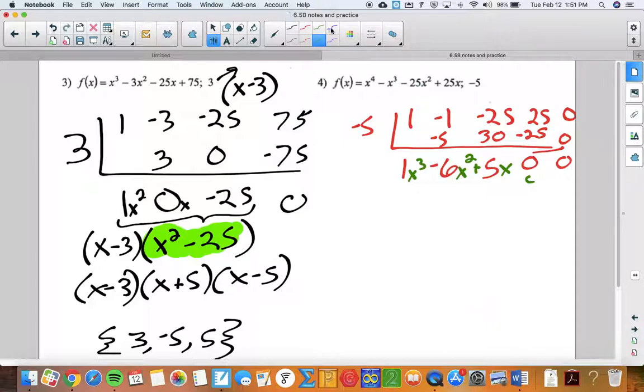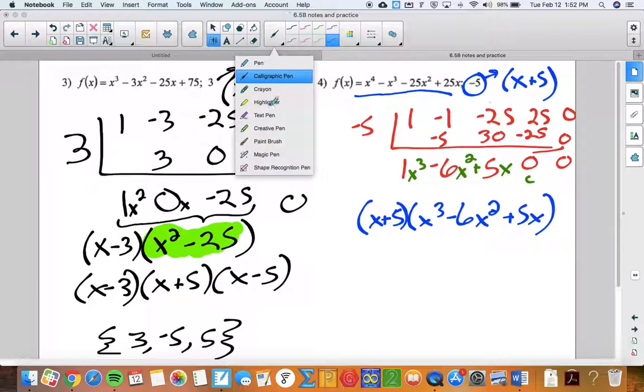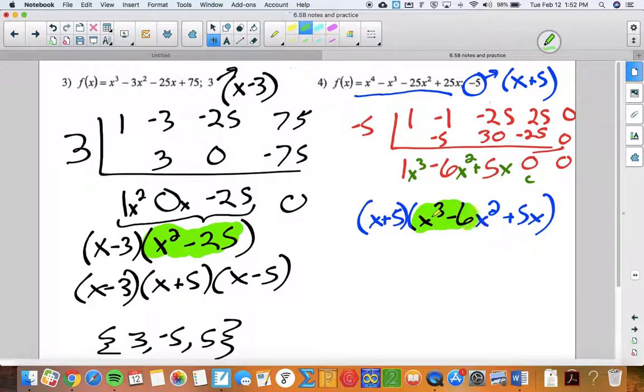So let's think about it: if negative 5 was our 0, where did that come from? What was the factor? It came from x plus 5. So this polynomial is equivalent to x plus 5 times x to the third minus 6x squared plus 5x. So now we try to factor that remaining polynomial further.